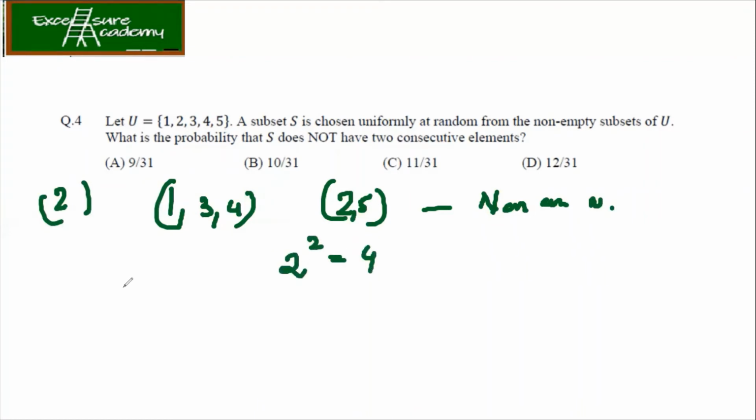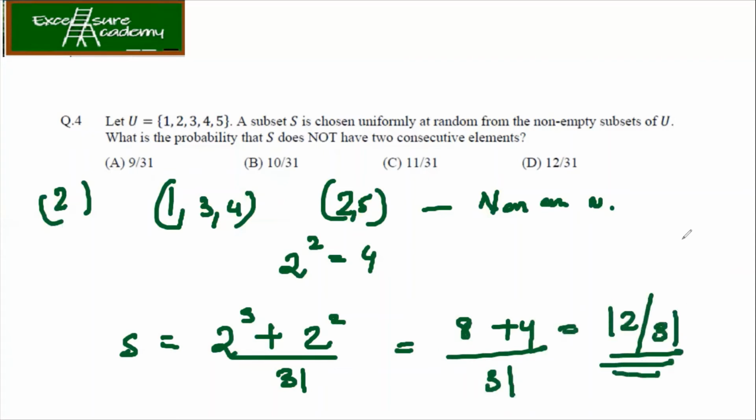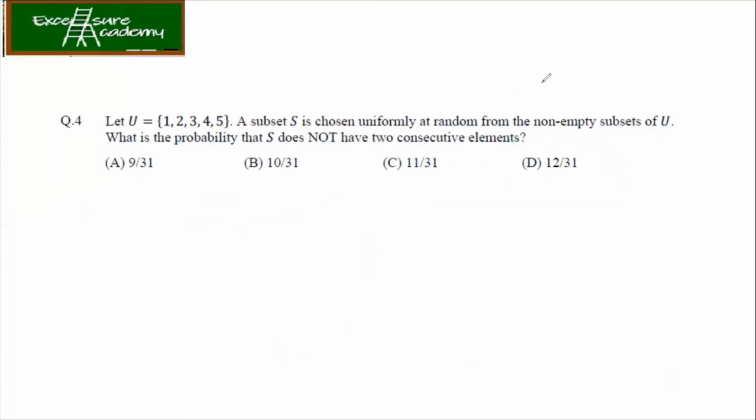So the probability that S does not have two consecutive elements will finally be given as 2 raised to 3 plus 2 raised to 2, divided by 31. That is 8 plus 4 by 31. That is nothing but 12 by 31. So what is the option here? The answer is D, 12 by 31. So go through once again to understand how we have solved this.